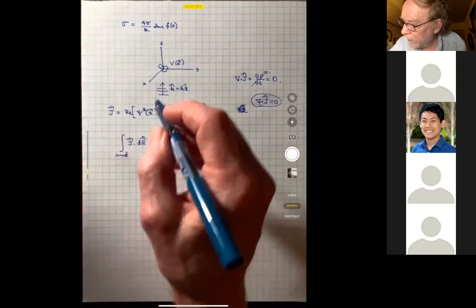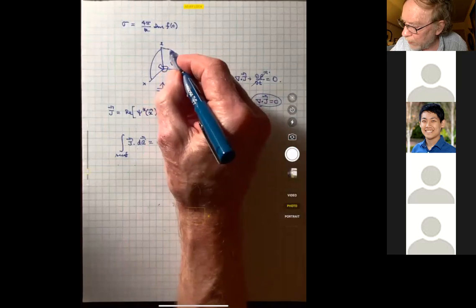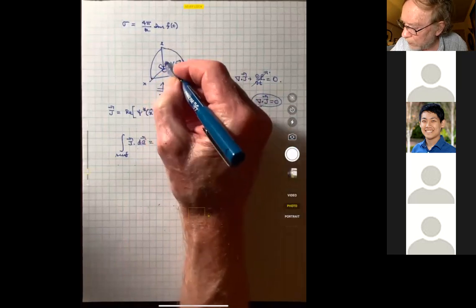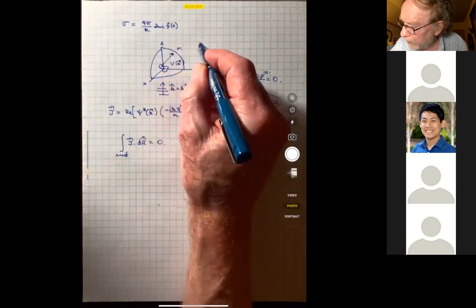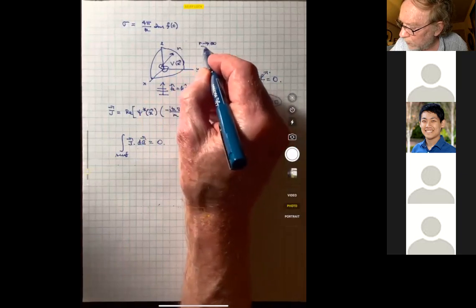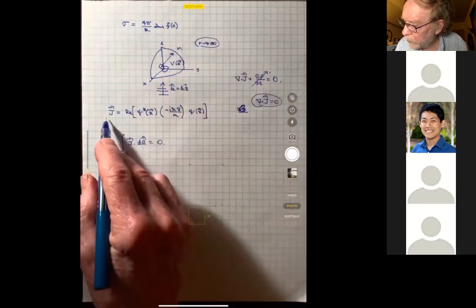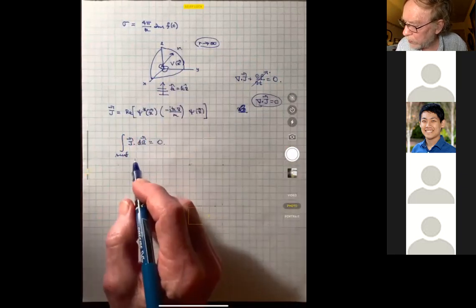Now, the surface that we're going to be interested in is a sphere of large radius surrounding the scatterer. Let's call it radius r, and we want to take the limit that r goes to infinity. We want to look at J in the asymptotic region and integrate over the surface of the sphere.